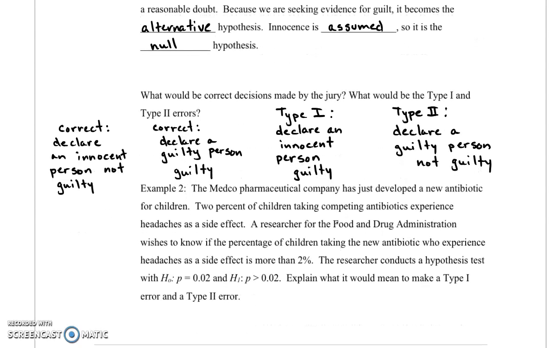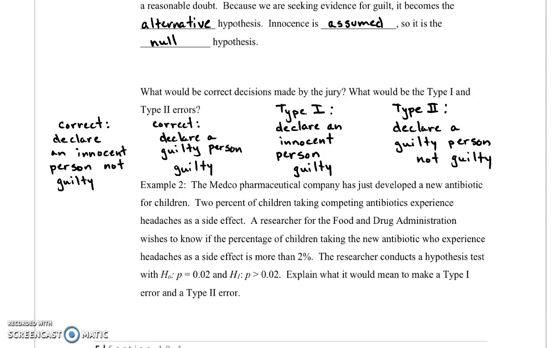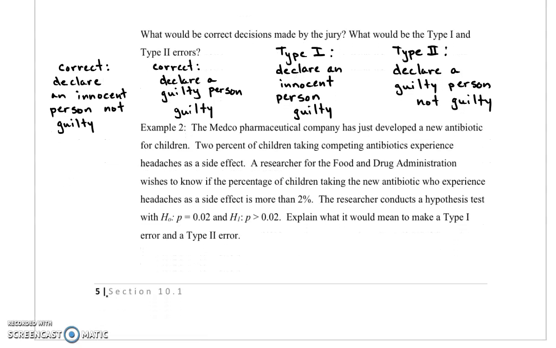Okay, you try number 2. It gives us a scenario, and then it asks you what a type 1 error would be in this situation and what a type 2 error would be. So you try to figure that out on your own, pause the video, and then restart it to see if you're correct. Okay, if you think you've got it, let's see.